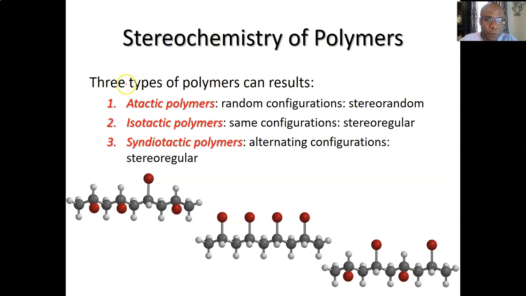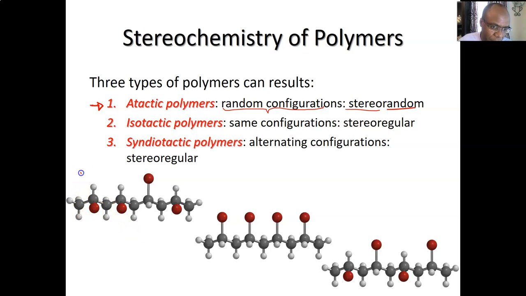There are three types of polymers that can result. The first one is atactic polymer. If you've been keen in science, you've heard of atactic and isotactic. Maybe syndiotactic you've not heard of. So atactic polymers have random configurations. They are stereo random polymers.